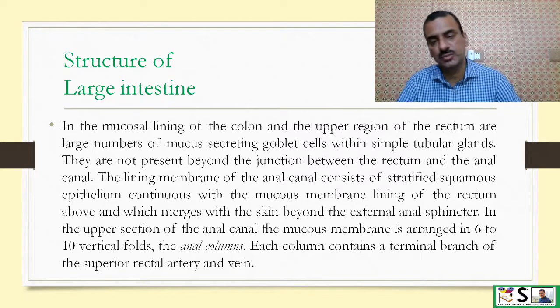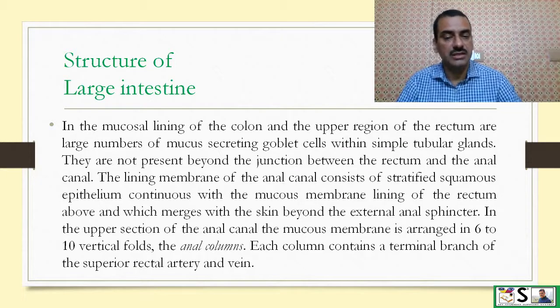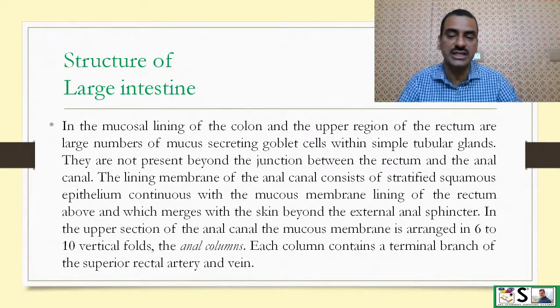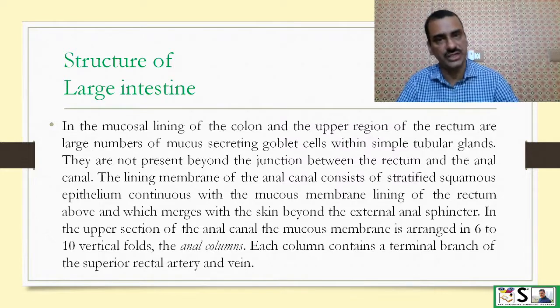In the upper section of anal canal, the mucous membrane is arranged in 6 to 10 vertical folds known as anal columns. Each column contains a terminal branch of superior rectal artery and vein.